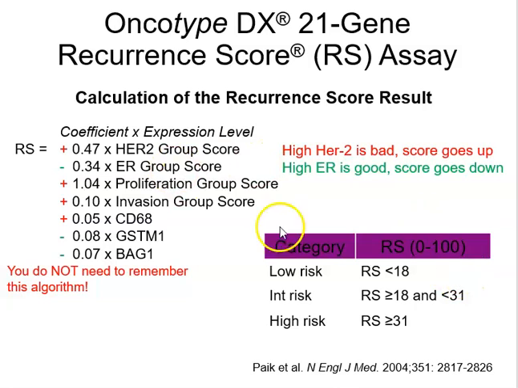Anyway, so when you do all of this, you come out with a low score, an intermediate score, or a high score. These are a recurrence score of less than 18 is low. So that is what the patients get at the end of this test.